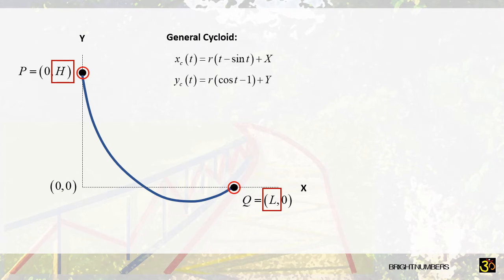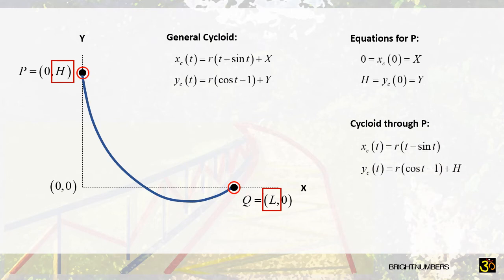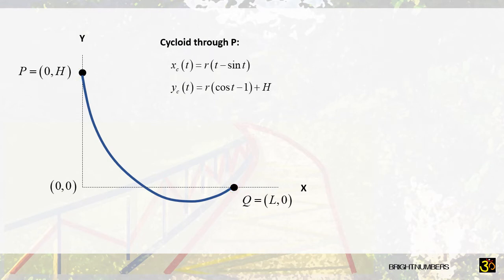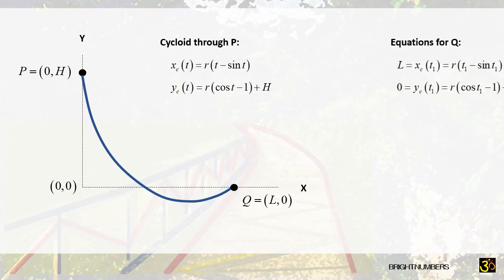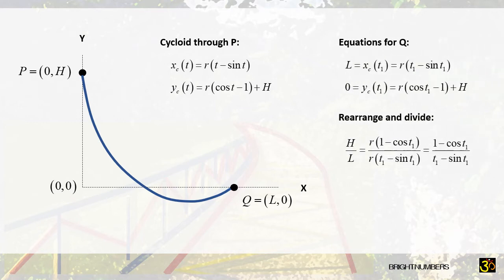The earlier cycloid curve can be adapted such that P and Q are both on it, using a coordinate transformation and write equations that hold in P and Q. The ones for P will eliminate the auxiliary variables x and y. After that, we have a cycloid that will pass through P. In order to make sure that the curve also passes through point Q, another 2 equations arise. By rearranging and then dividing both equations, a new, transcendental equation for the end time t1 is found.